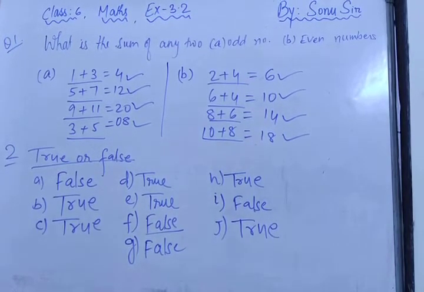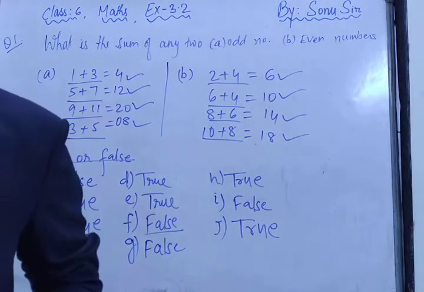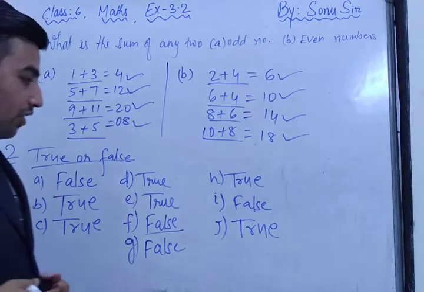The first answer is false, second true, third true, fourth D1 is also false. What was the D1 question? Wait for a second. Our D1 question: if an even number is divided by 2, the quotient will always be odd. Not always odd.